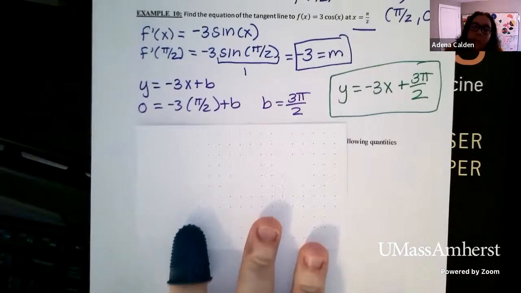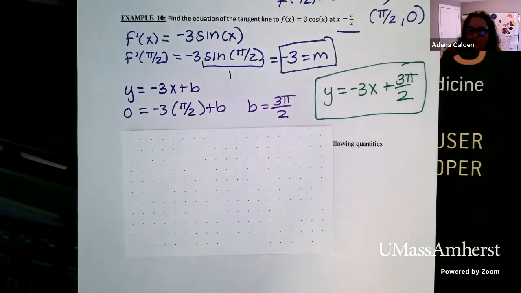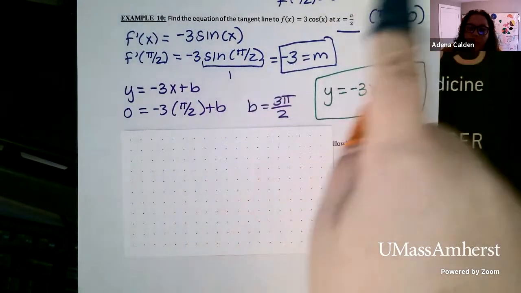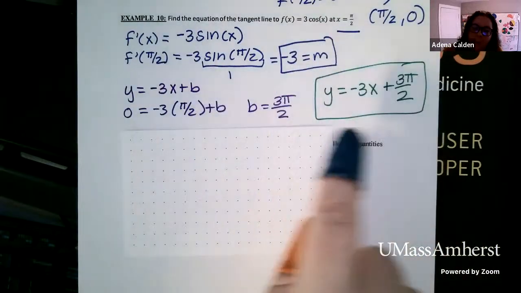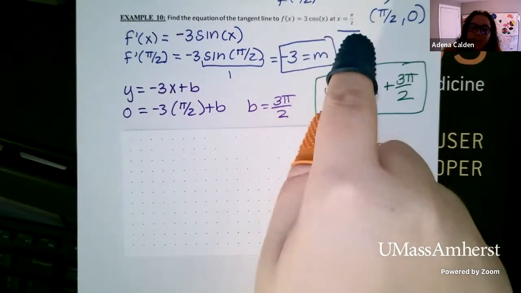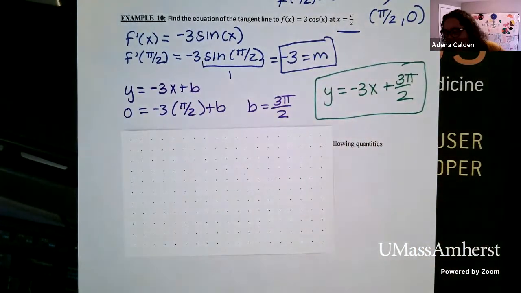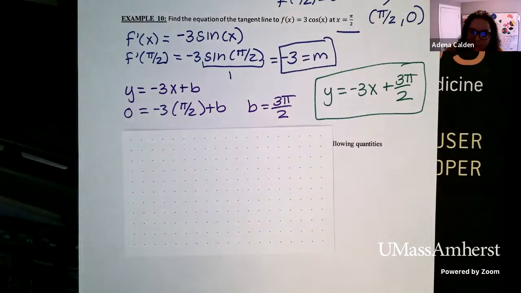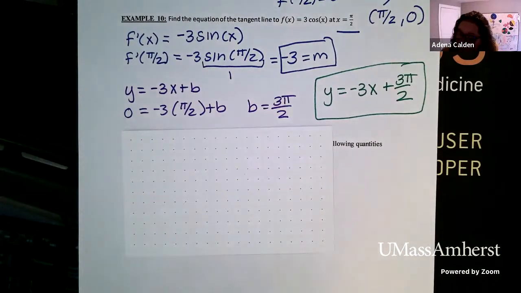So again, when we're looking for the equation of the tangent line, we're looking for the slope, we're looking for the point, we put it together and we get the equation of the tangent line that touches this function, 3 cosine x, at the point x equals pi over 2. Okay, so try those out.